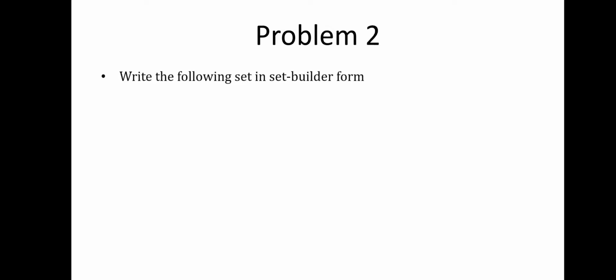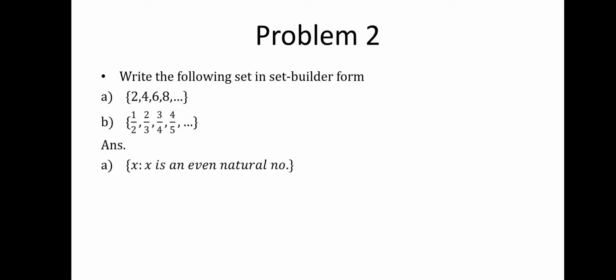Now it is just the opposite question. The first one is 2, 4, 6, 8 and so on, which is an infinite set, and the second one is 1/2, 2/3, 3/4, 4/5 and so on. The first one is very easy to see: x such that x is an even natural number. 2, 4, 6, 8 are all even natural numbers, so definitely I can write that in set builder form. Next, the second one I can write as x such that x equals n by n plus 1, where n belongs to N.